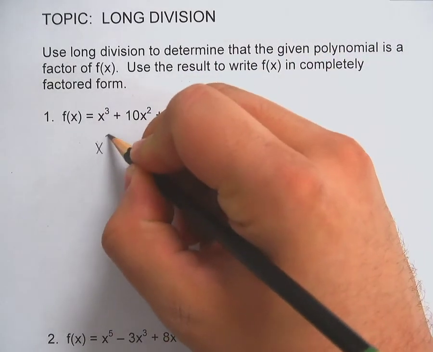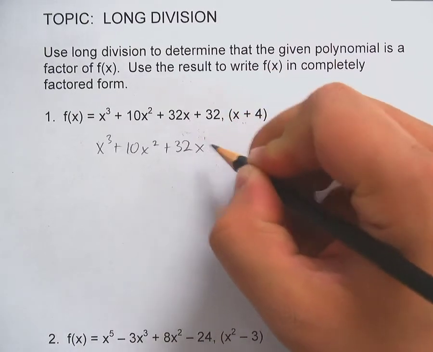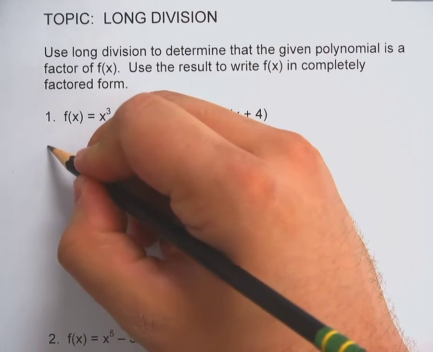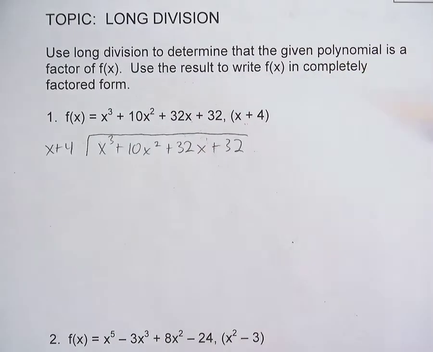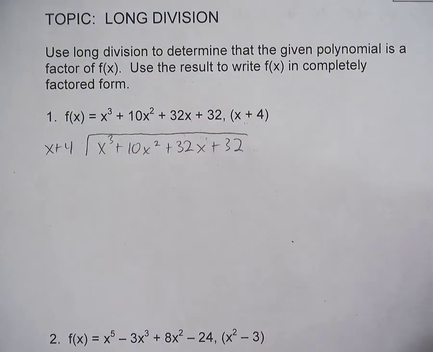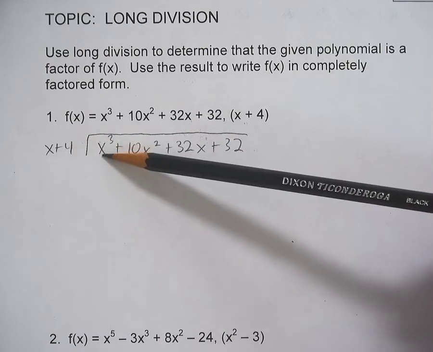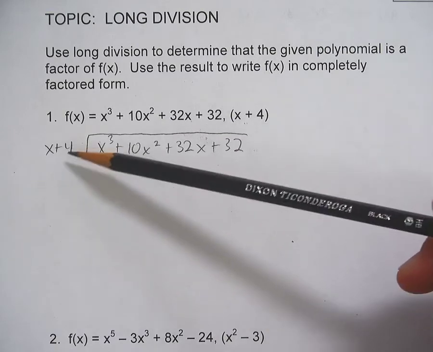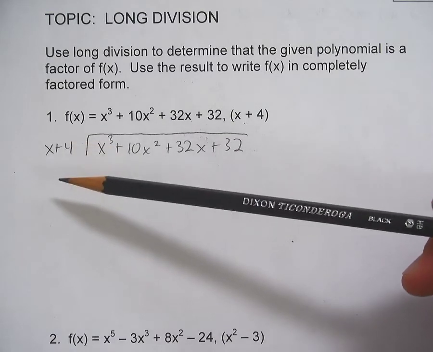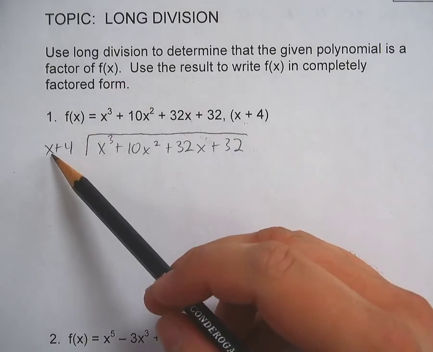We've got x cubed plus 10x squared plus 32x plus 32, and it's x plus 4. All right. Now, if you'll remember back to our example there, what I'm trying to do is see how many times this will go into the first term, right? This is obviously not going to be very pretty because it has 2 terms on the outside. So I'm only looking at the first term.